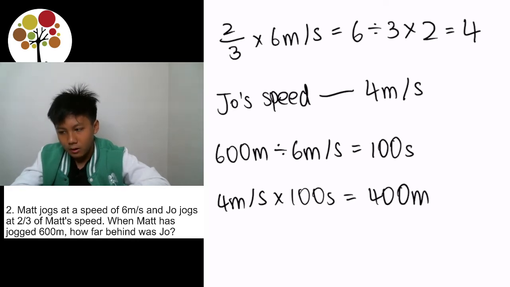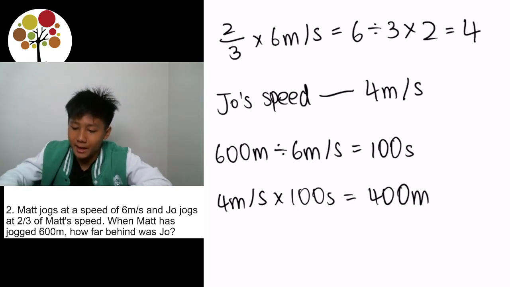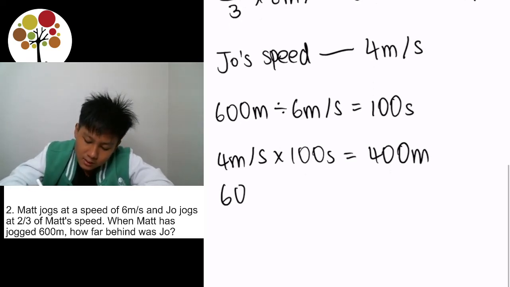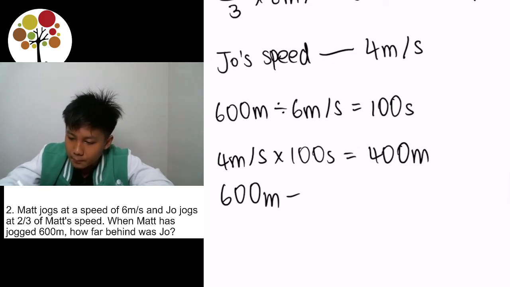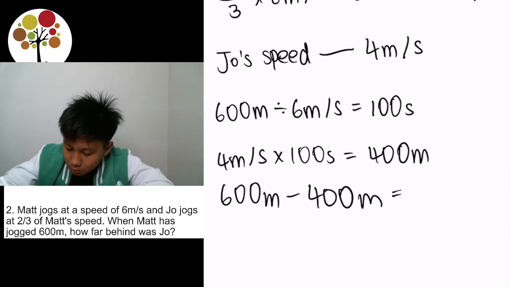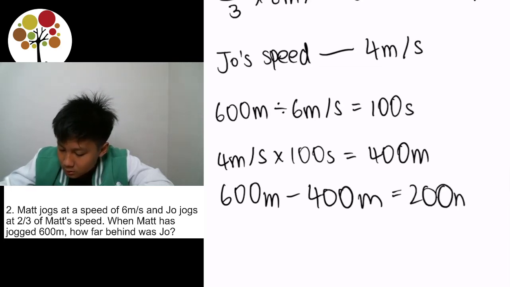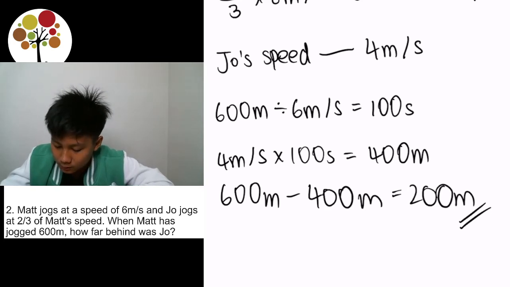But be careful, some people might get tricked here. They are not asking for how far Joe went. However, they are asking for how far behind was Joe as compared to Matt. So we just have to take the distance ran by Matt, which is 600 meters, minus the distance ran by Joe, which is 400 meters, which is equal to 200 meters. So that is the answer for this question and the distance of how behind Joe was.